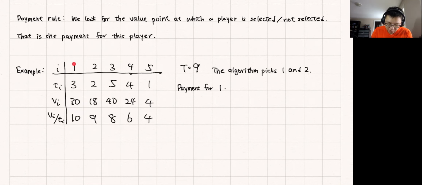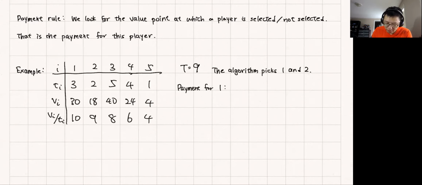But if it goes down to somewhere between 3 and 4, so if the density is 8 or less, then the algorithm will pick 2 and 5, and then look at 3 and say that's too much, so we can't pick it. At that time the density will be less than 8, so the value is going to be 24, definitely not greater than 18 plus 40. So that is the payment. That's where it goes for player 1.